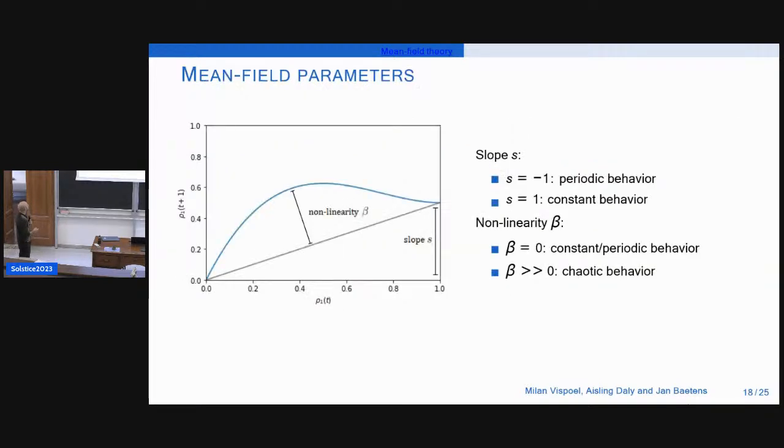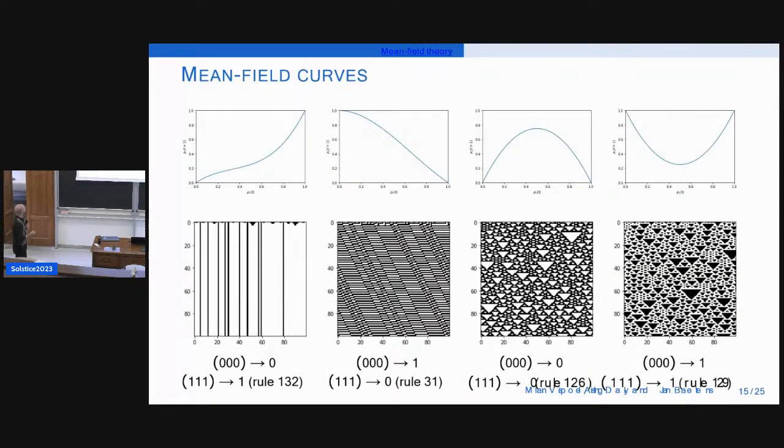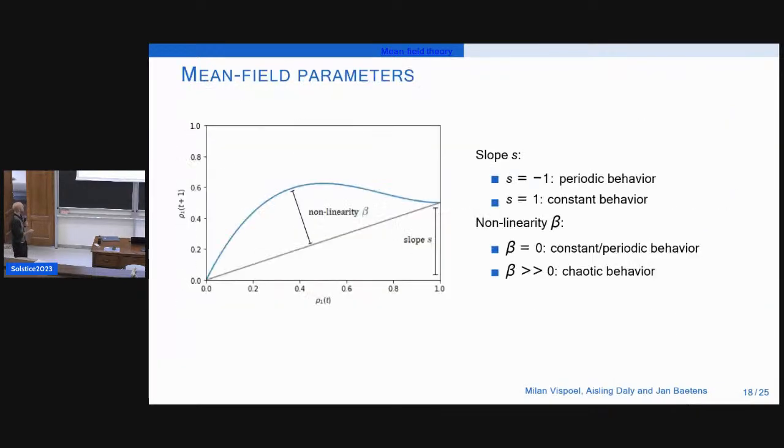And so this is what led us to define the two parameters we will be using based on mean field theory, the slope and the nonlinearity. So the slope is just this point here. Now, of course, in the binary case, the slope will just have 3 possible values. Here it is 1, here it is -1, and here it is 0. But this only occurs for binary CA. So when we go to more states, the slope can have many intermediate values. And then also the nonlinearity, which is just the difference between the connecting line here and the maximum of your curve.